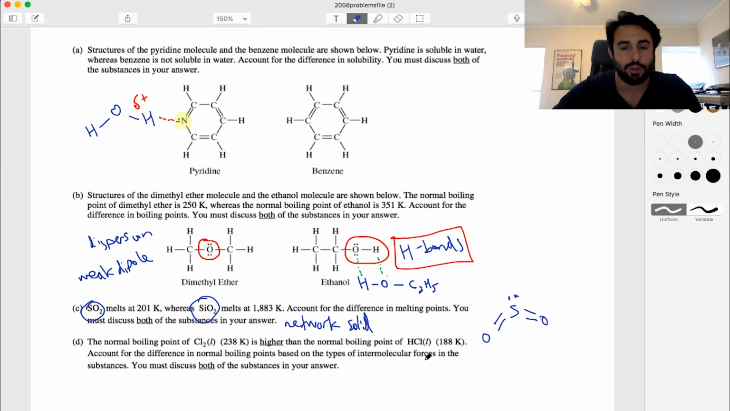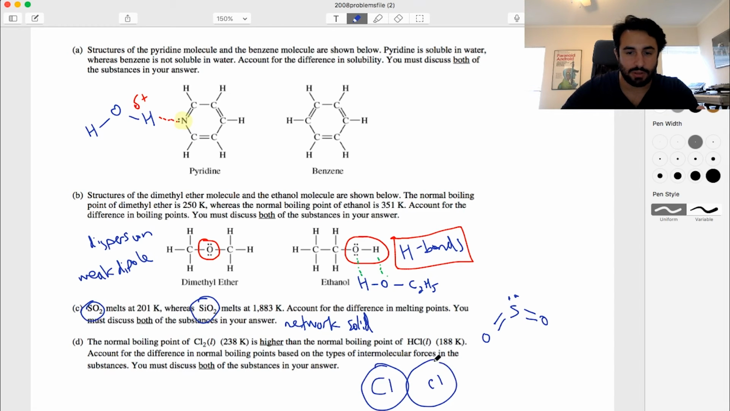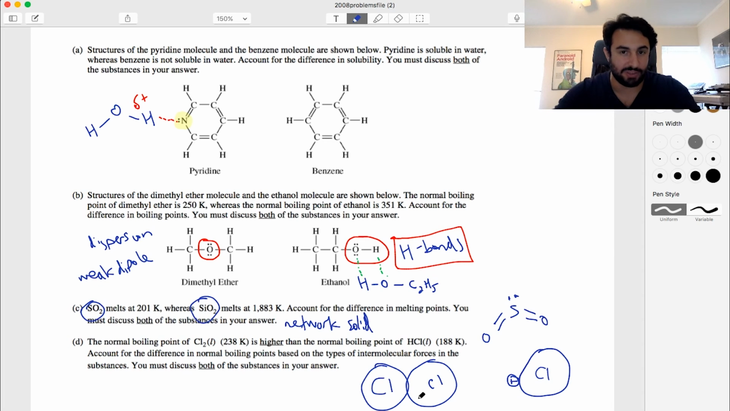They're talking about intermolecular forces because one reason is mass. If we have Cl2, it is much heavier than HCl, right? Let me actually make it bigger. HCl versus Cl2. Cl2 is much, much heavier, so that's part of the reason it boils higher. But we're talking about the types of intermolecular forces specifically.